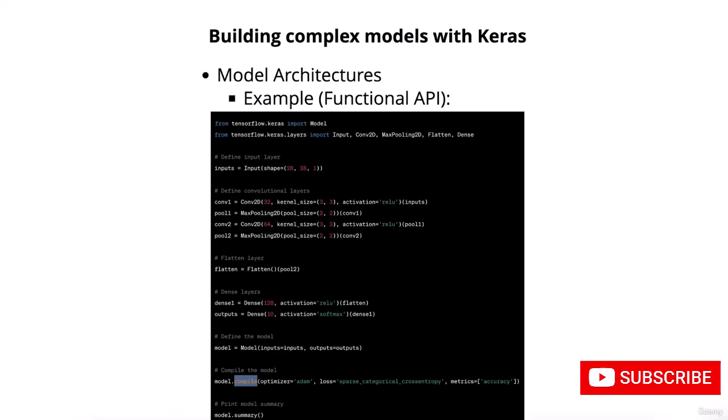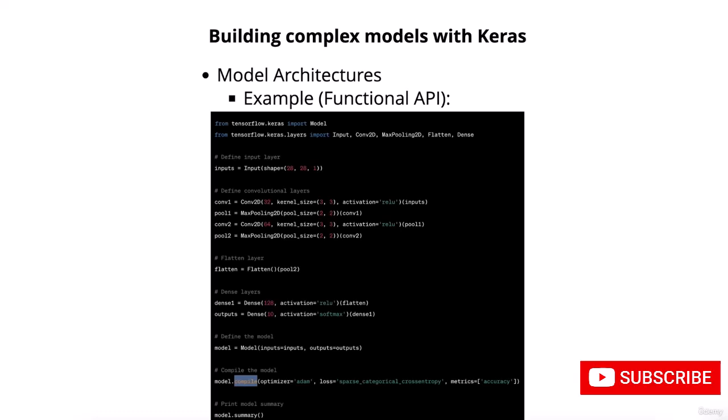Next, flatten the layers by calling the flatten function on pool 2. Next, we'll do the dense layers, where we call the dense function with 128, activation relu, on flatten, and the dense function with 10, activation softmax, on dense 1. Next, once we have those outputs, we define the model by calling the model function, passing the inputs to input and outputs to output.